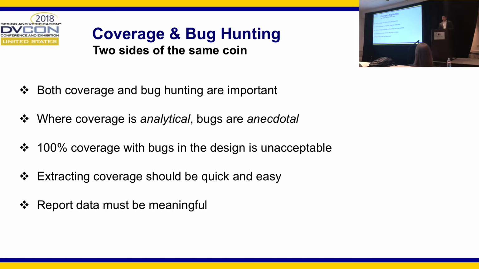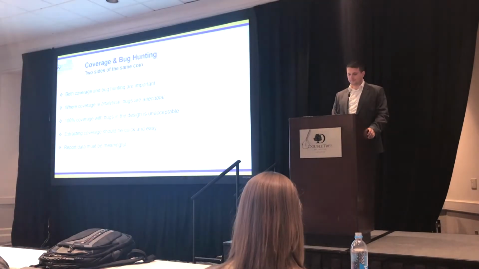And while coverage is a way to measure and to analyze your design, bugs are more anecdotal in the sense that you're not really sure when you come across one, but you definitely want to get rid of all of them. And if you would say that you have 100% coverage and you still have bugs in the code, then that coverage is really not of much value to you. And these are some of the questions we're going to target today. And of course, extracting this coverage should be fast, should be easy, and it should be in a format which actually helps you do your bug hunting and guide your verification effort, and it should be human readable.